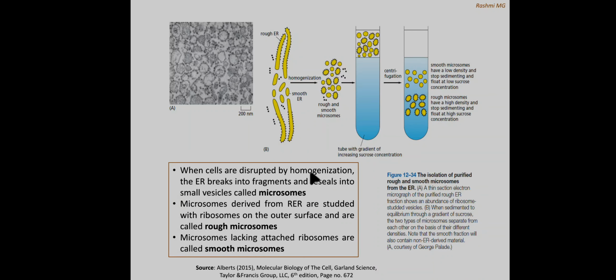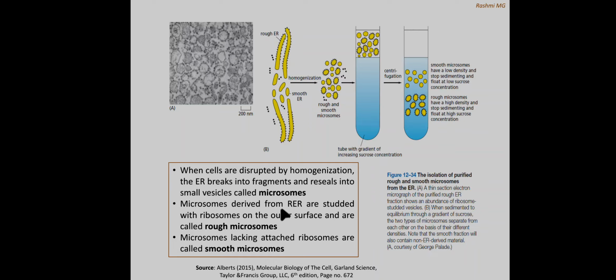When cells are disrupted by homogenization, the ER breaks into fragments and reseals into small vesicles called microsomes. So here you can see the endoplasmic reticulum, which is a type of layer. When it is homogenized, it forms round spherical structures called microsomes, which are small vesicles. Okay, they are known to be microsomes.